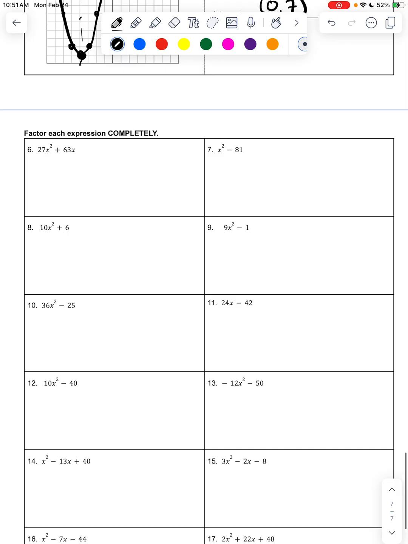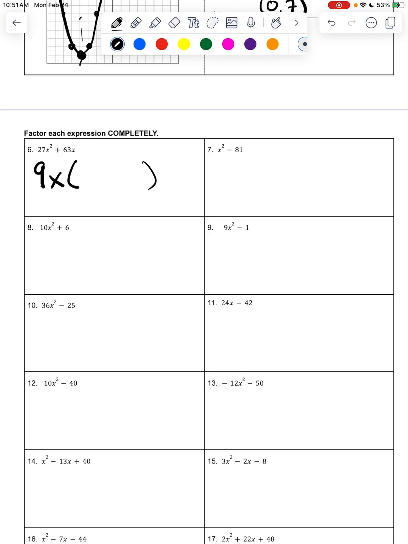Okay, number 6. First thing we always look for is a common factor. Both of these have an x in it, so I know x is going to be part of the common factor. And both of those are divisible by 9. So 9x is the common factor of both terms.